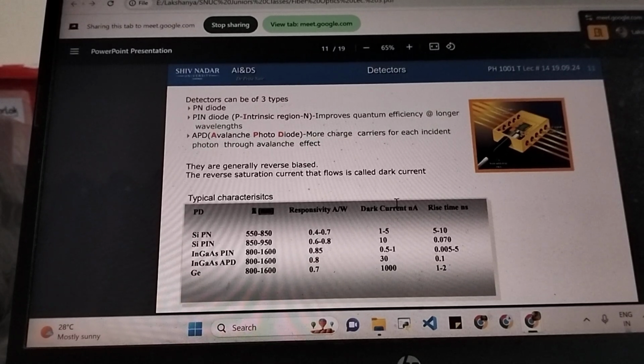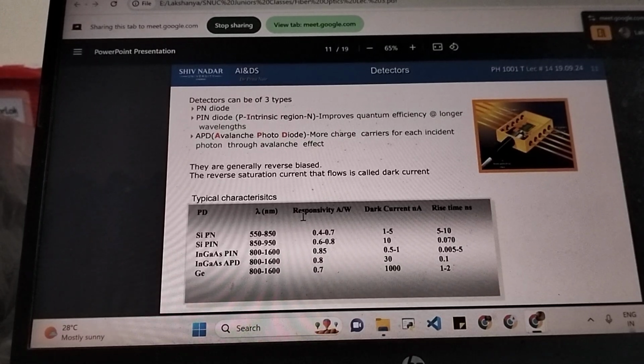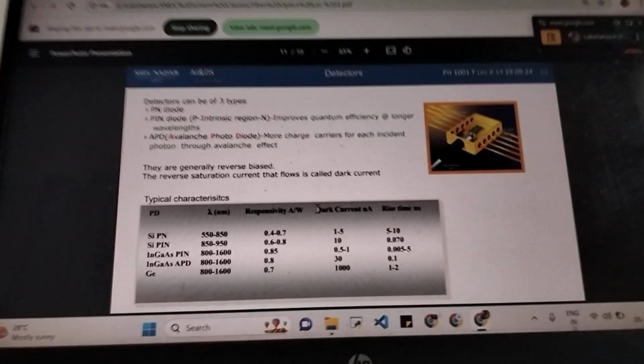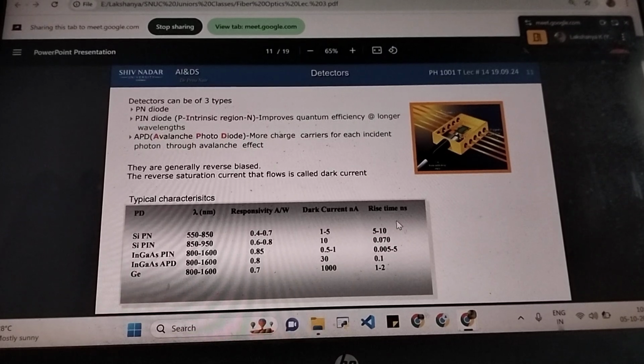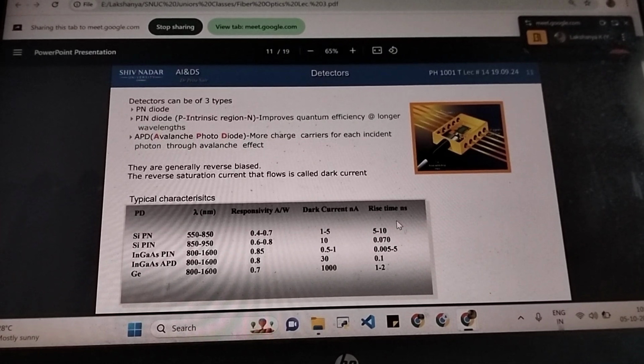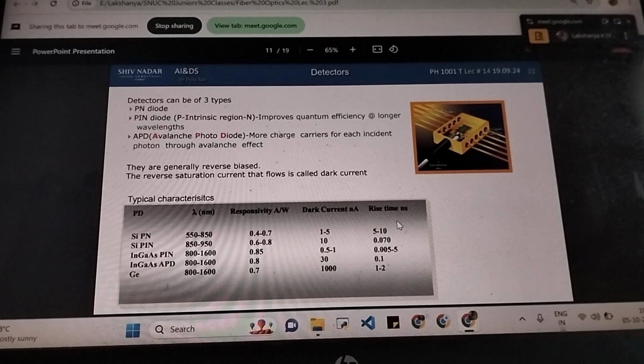For a diode you need to provide a voltage, right? Either forward bias or reverse bias. These diodes usually work on reverse bias, and the current which they consume in reverse bias is called the dark current. Responsivity, in amperes per watt, is the amount of light they take up per watt of power, the amount of current they consume per watt of energy. And rise time is the time taken for recombination, like how much time in nanoseconds it takes from the point where I provide voltage to the point where the hole and electron recombine and take up light. So the response time sort of.